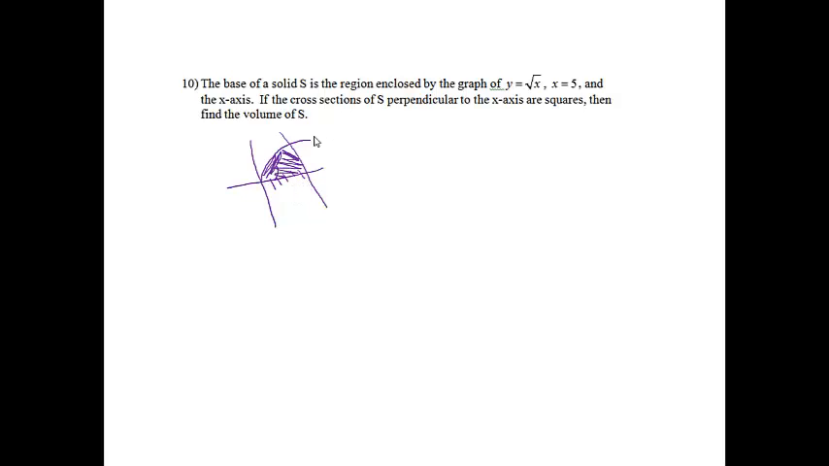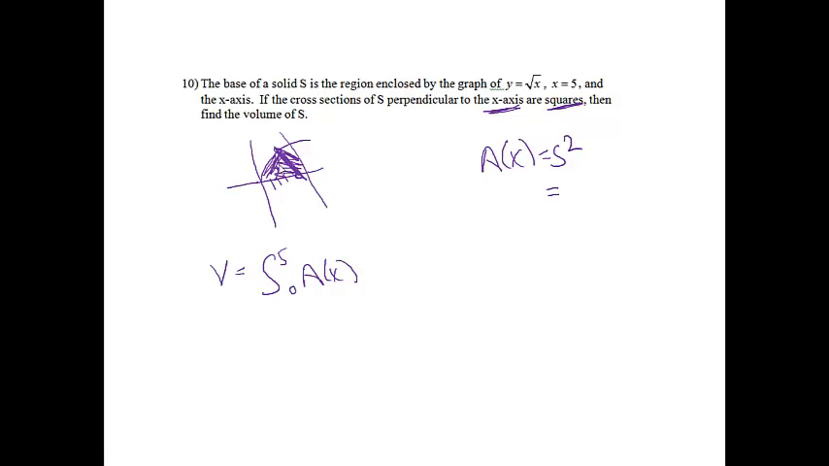All right, the cross sections are perpendicular to the x-axis, so they're going to go this way. Okay, so we need everything in terms of x, which we're kind of used to. I do have squares going on here, so I'm going to get volume equals the integral from 0 to 5. And then I just need the area of x, and I'm going to do a little side trip. My area, since it's a square, will be side squared.